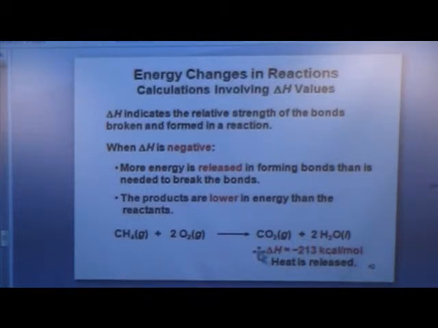Heat is released. So products are low energy because they are giving away energy here. This is what type of process? This is an exothermic process.